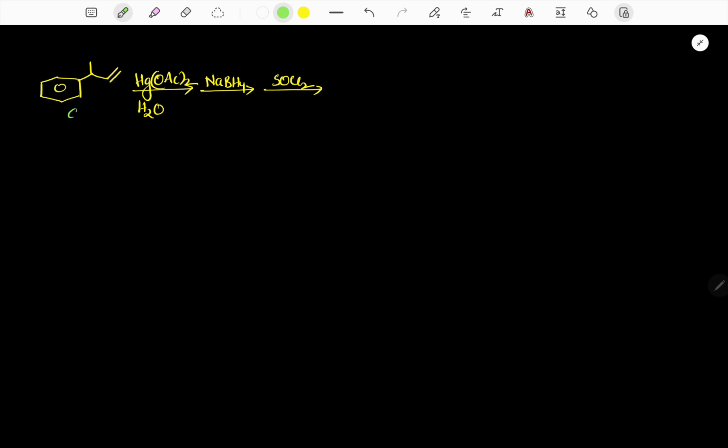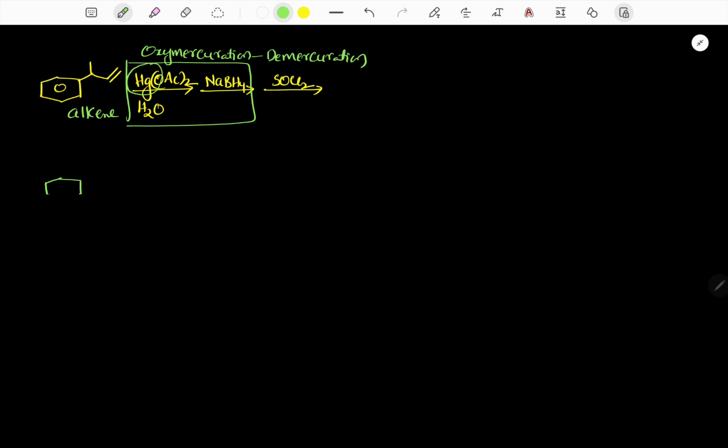Here the reactant is alkene, and we are adding an electrophile. So this entire reagent is oxymercuration and demercuration. When alkene is treated with a mercury compound, the alkene attacks the mercury, and the leaving group will leave.